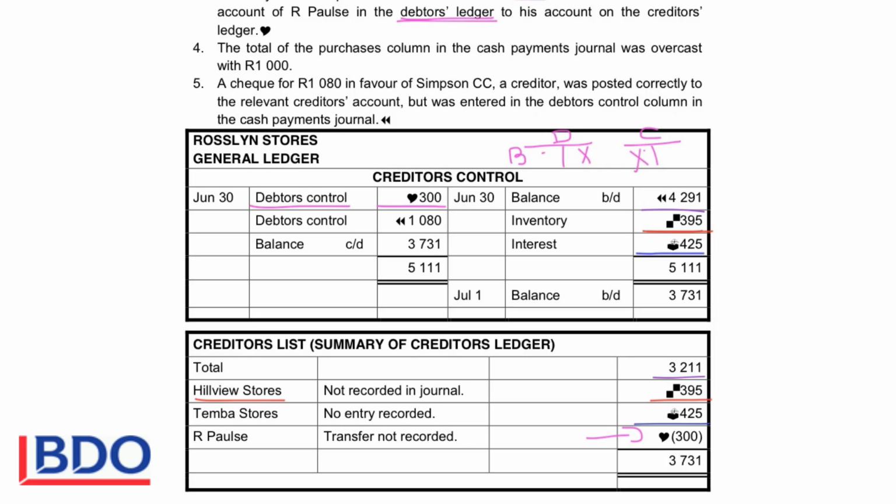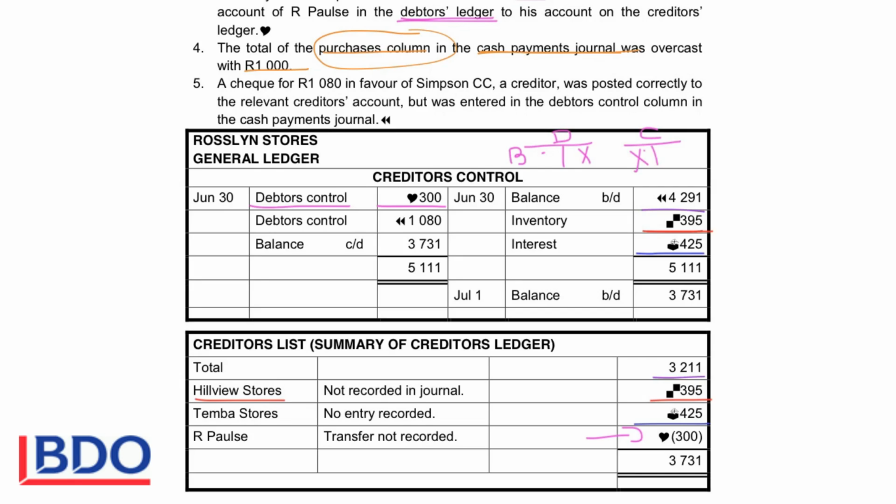The total of the purchases column in the cash payments journal was overcast with 1,000. Now, the purchases column in the cash payments journal will not be recorded in the creditors control or in the creditors ledger at all, because this is cash purchases. If it's recorded in the cash payments journal and it is in the purchases column, it means it was cash purchases. So we will not record any entry here.